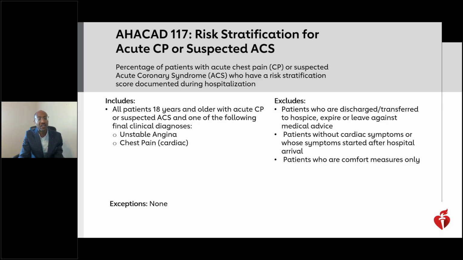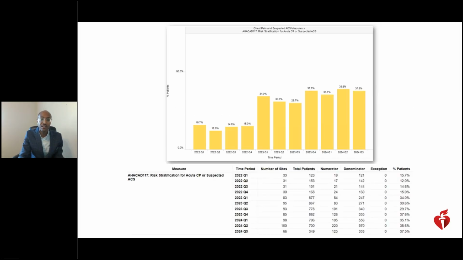Identifying the correct patients with either unstable angina or chest pain diagnoses. We're really aiming for risk stratification to be performed, right? Recognizing that there is a huge role in further evaluating patients and determining whether or not they're low risk, intermediate risk, or high risk based on additional stress testing or anatomical testing specifically.